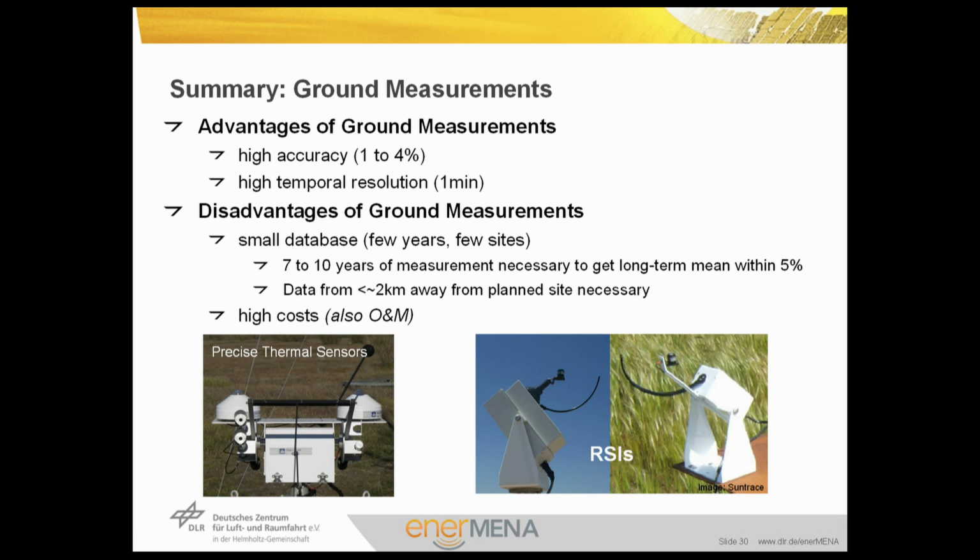7 to 10 years of measurements are necessary to get a long-term mean within 5%. And, well, if you then have only a few years, this is not enough. Also, you have to have data from 2 kilometers or less away from the planned CSP site. So this means that the small number of available sites of ground measurements is also a problem. And, well, the high costs for the sensors and also for operation and maintenance is a disadvantage.